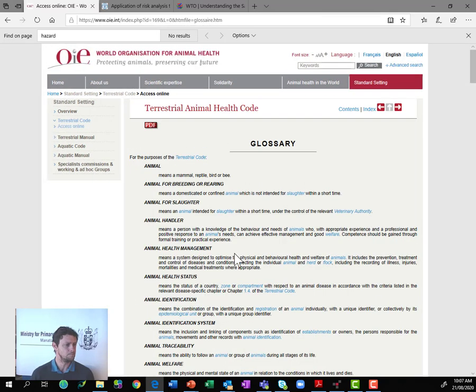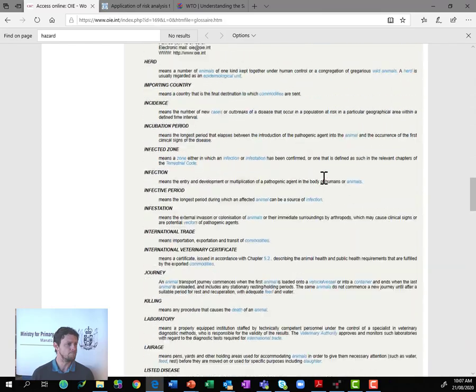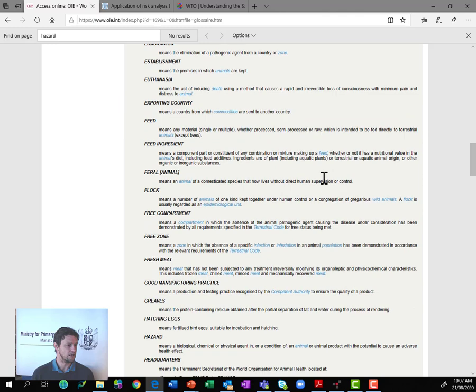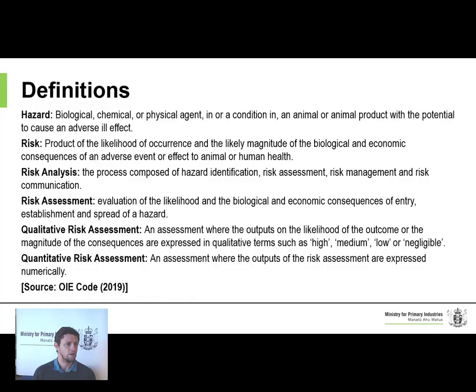It loads up. In the glossary, there's a definition of all the different types of wording or criteria that we use in the risk analysis. As an example, if you pop down to the definition of hazard, here we have: hazard means a biological, chemical, physical agent in, etc. These definitions are exactly what we're going to be using today in the module. We'll go back and open up my presentation again so I can see it.